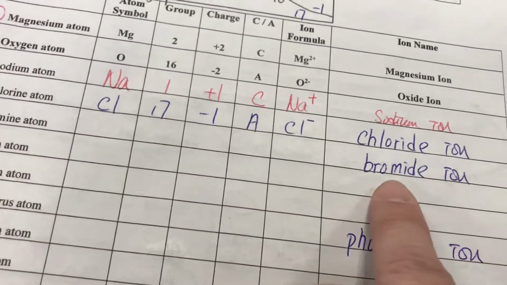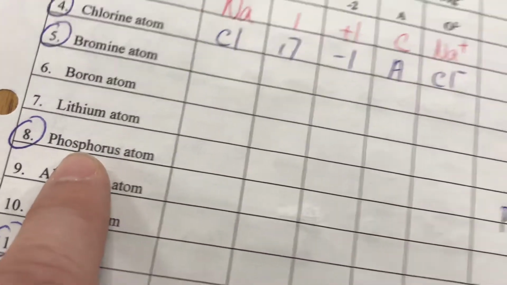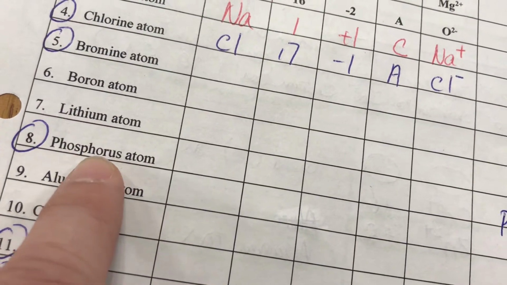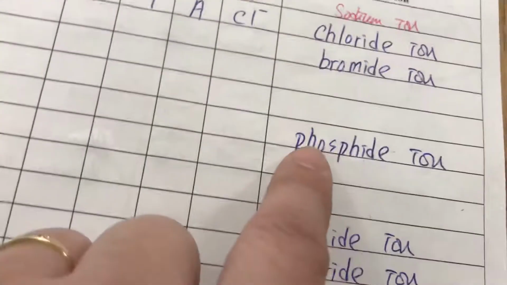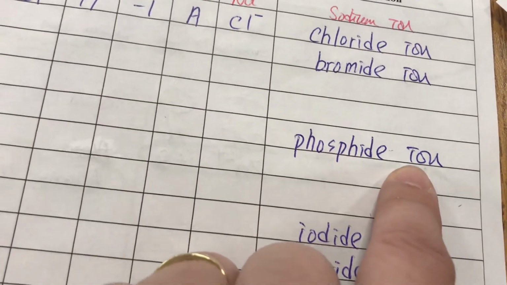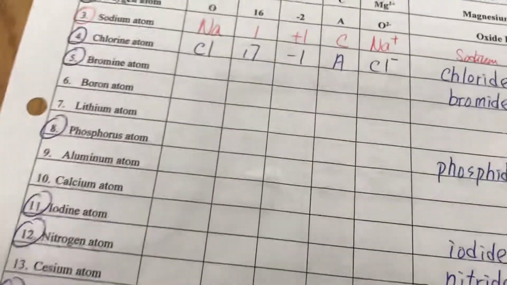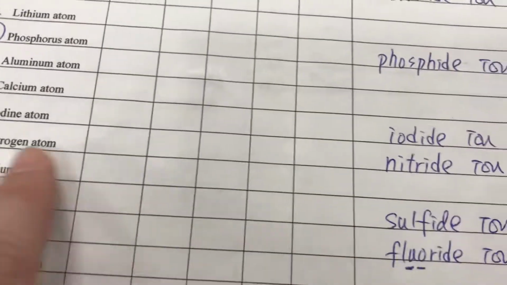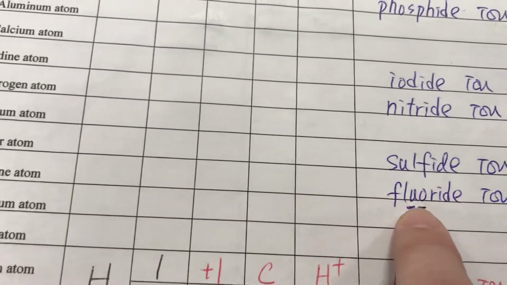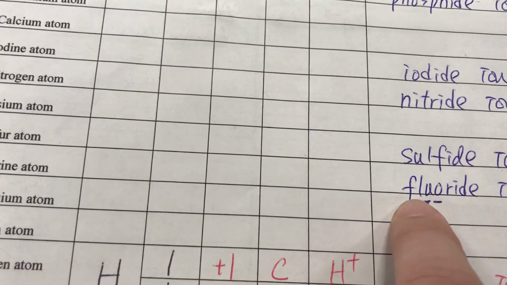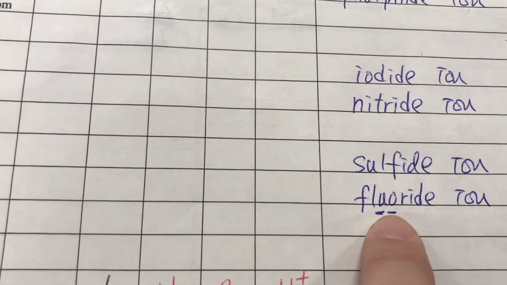So bromine is bromide, phosphorus is phosphide. Now, many people spell this wrong. They put PHOSPHORIDE. That's wrong. It's phosphide, not phosphoride. Phosphide. Make sure you have the word ion, because you're not doing compounds yet. You're doing ions only, so you have to add the word ion. And then iodine will be iodide. Nitrogen will be nitride. Sulfur will be sulfide. Fluorine will be fluoride. Many people spell the word wrong. They put FLOURIDE. It should be fluoride.